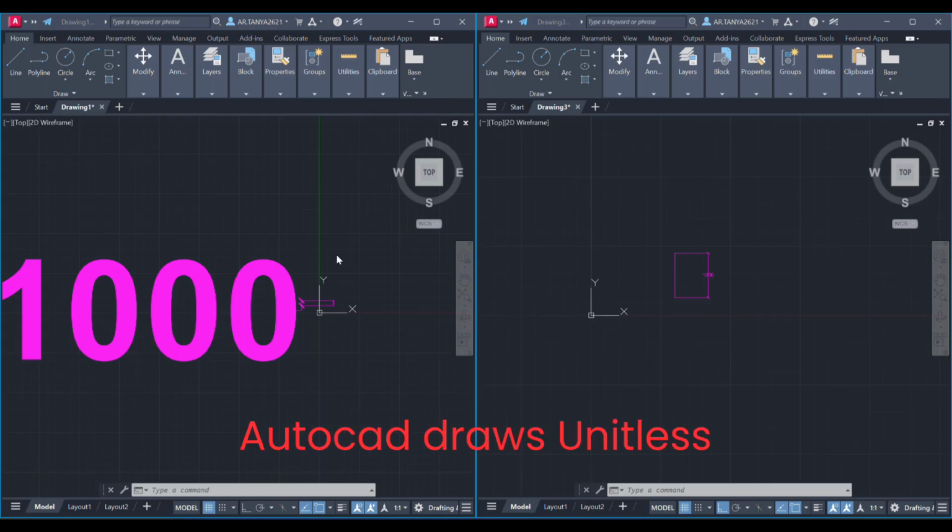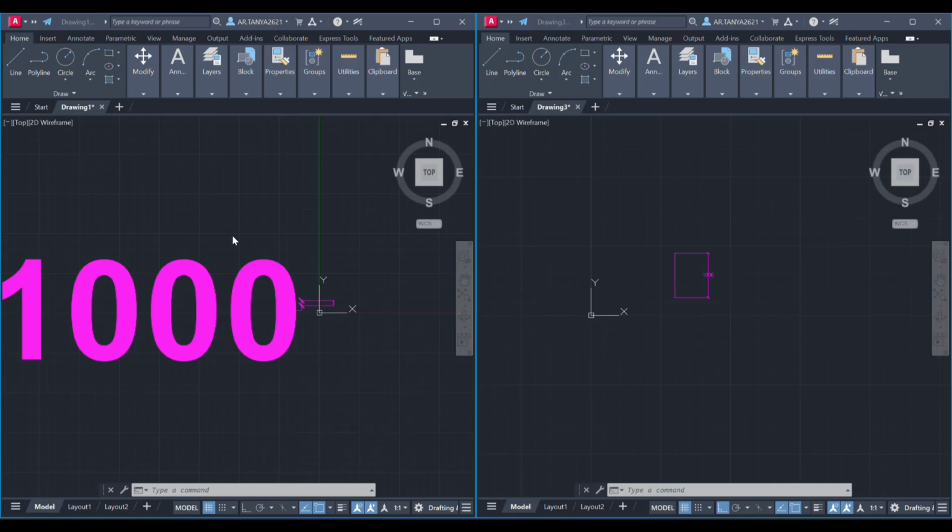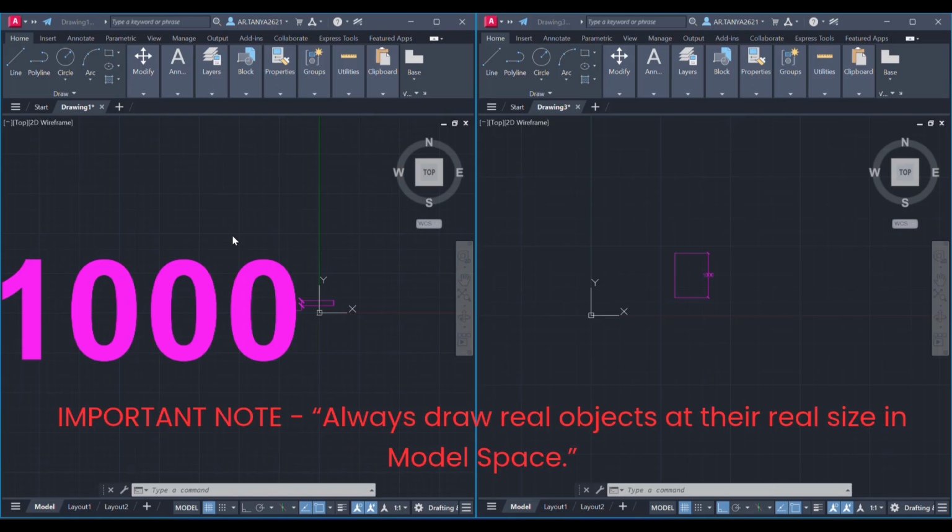AutoCAD draws unitless. It depends on you what unit you want to give to your file. Always draw real objects at the real size in model space.